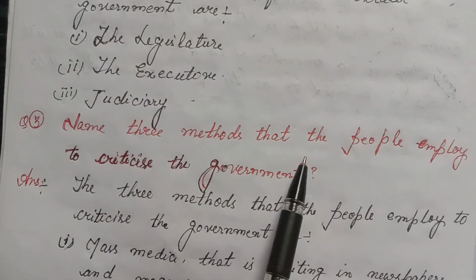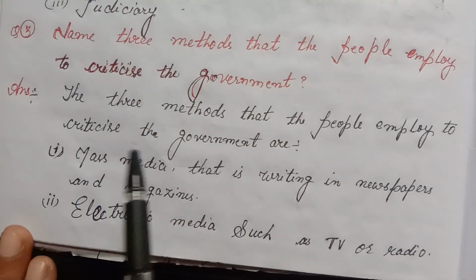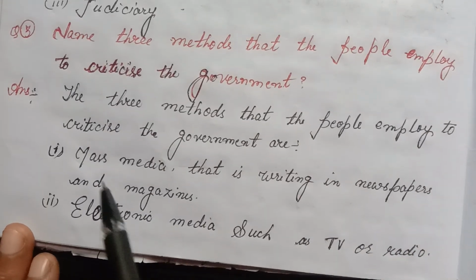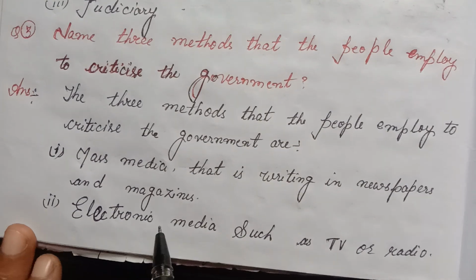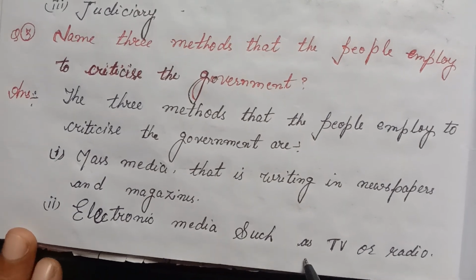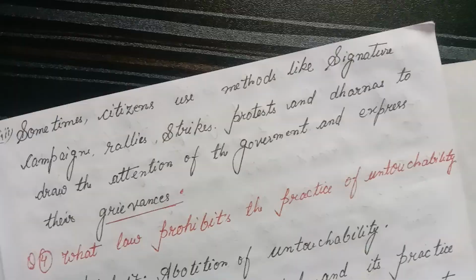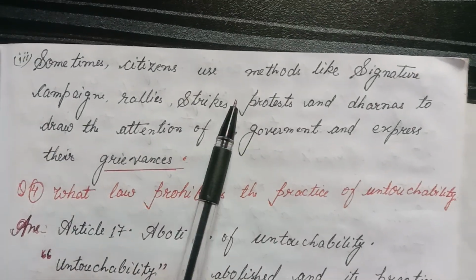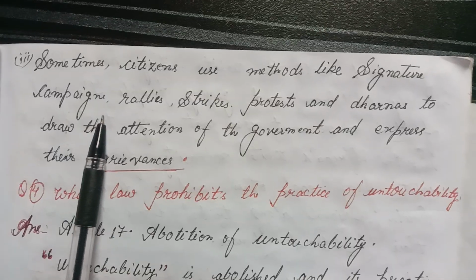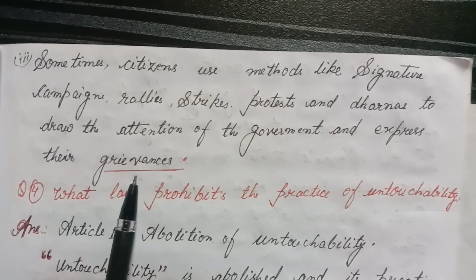3. Name 3 methods that the people employ to criticize the government. Answer, the 3 methods that the people employ to criticize the government are: first, mass media, that is writing in newspapers and magazines; second, electronic media such as TV or radio; third, sometimes citizens use methods like signature campaigns, rallies, strikes, protests and dharnas to draw the attention of the government and express their grievances.